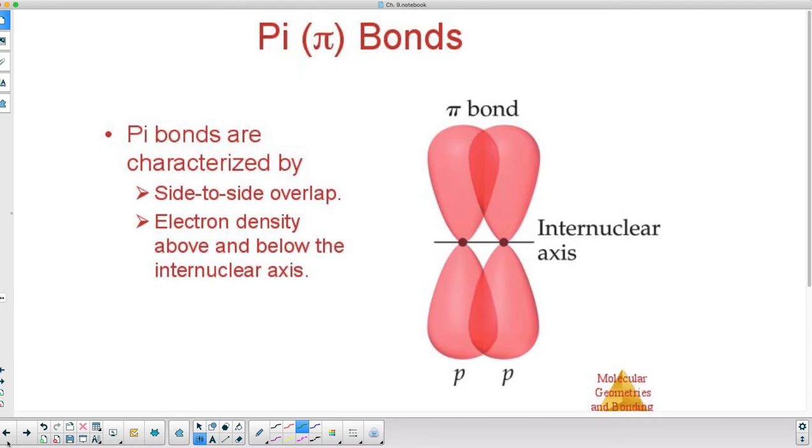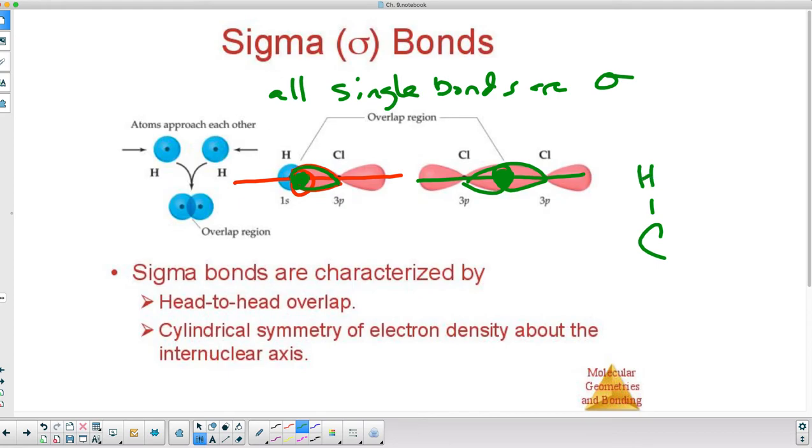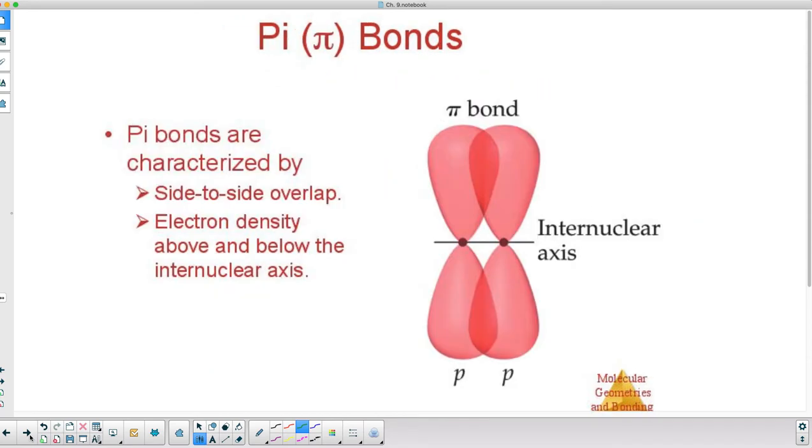Now, first of all, when does this happen? All single bonds are sigma bonds. Okay, all single bonds are sigma bonds. So if I take a look at something that looks like this, I have 4 overlapping bonds end-to-end, which is sigma. So what's the other choice? What else could possibly happen?